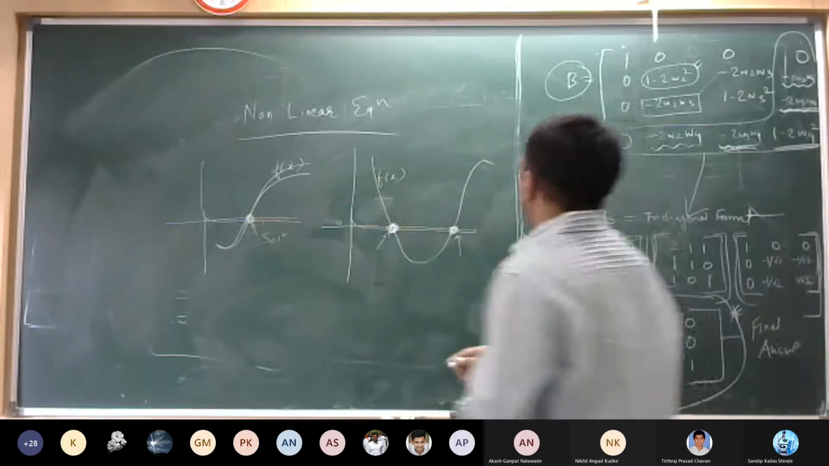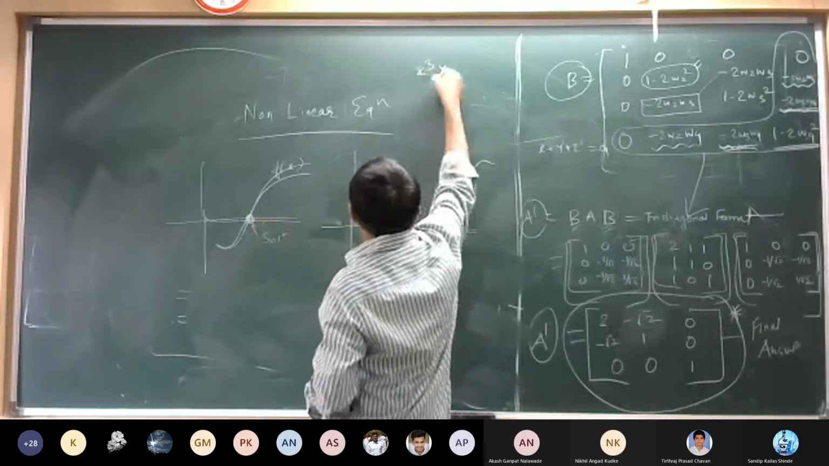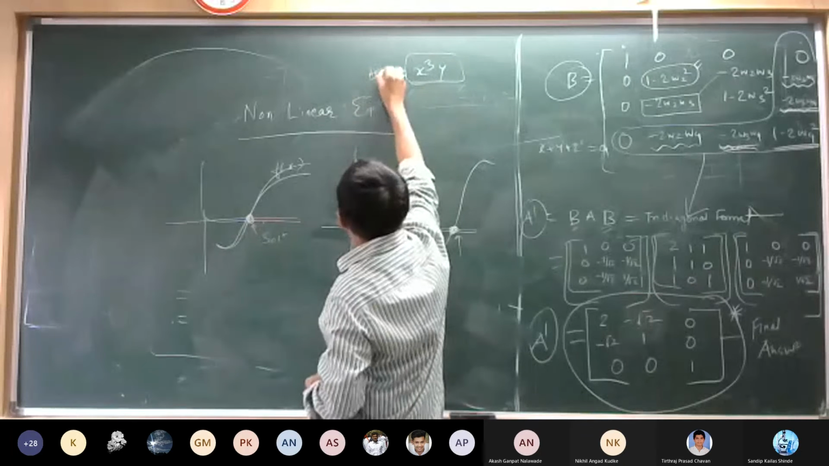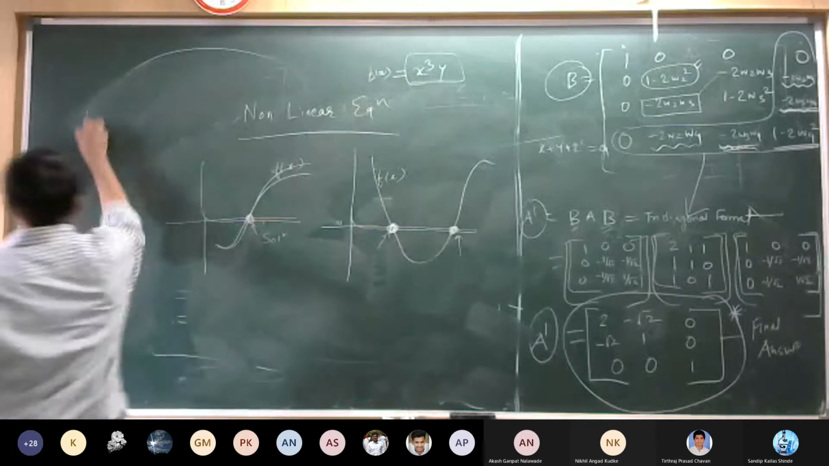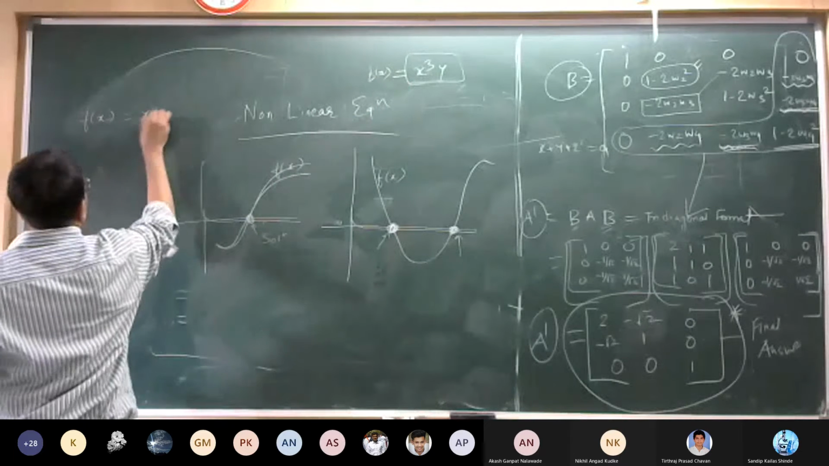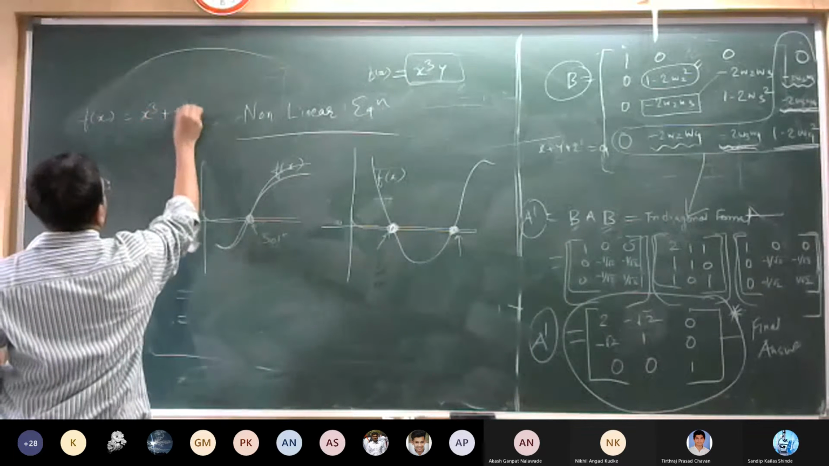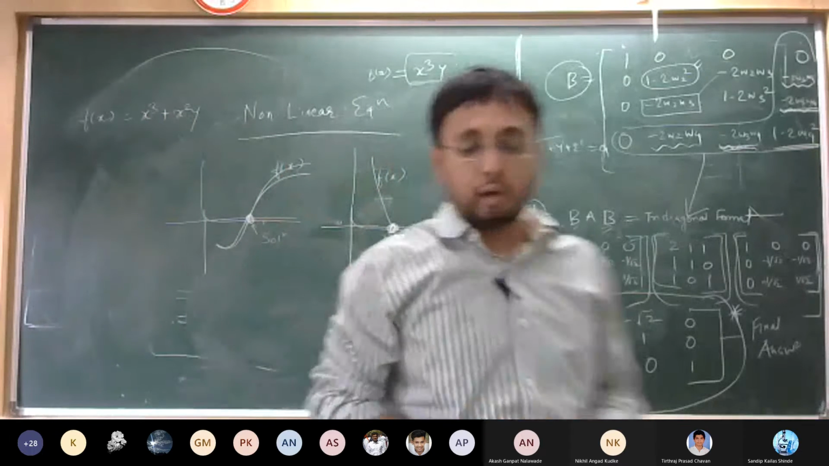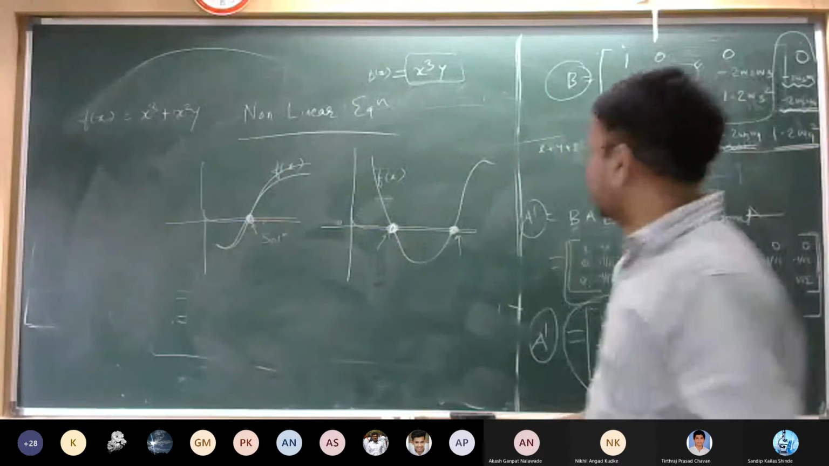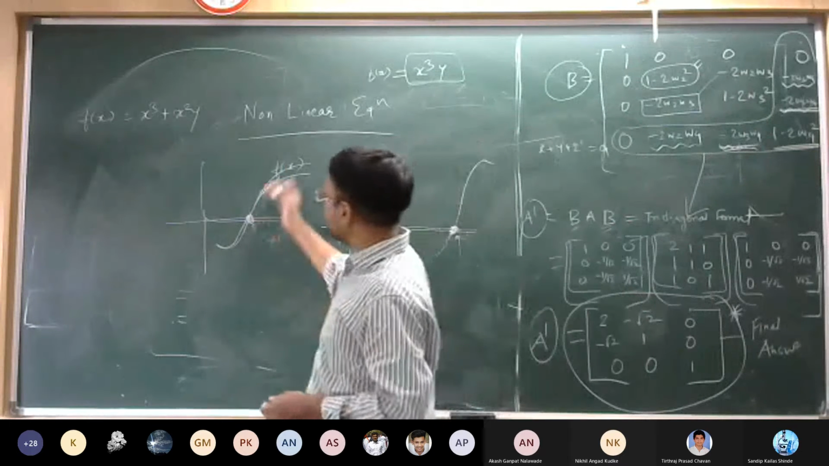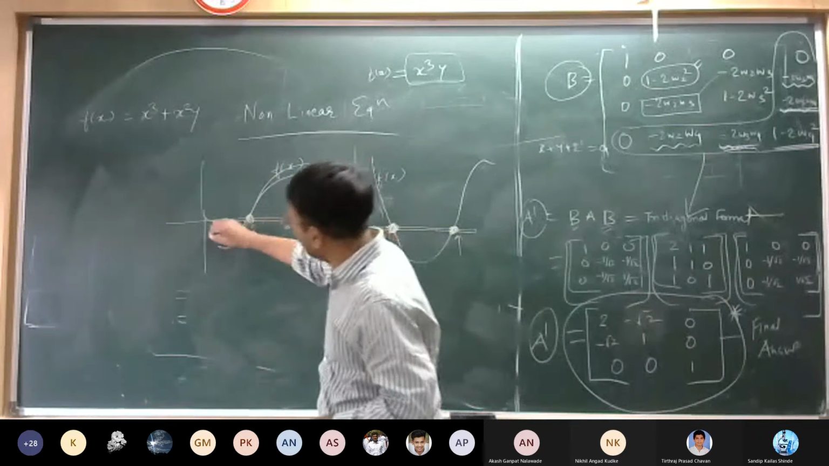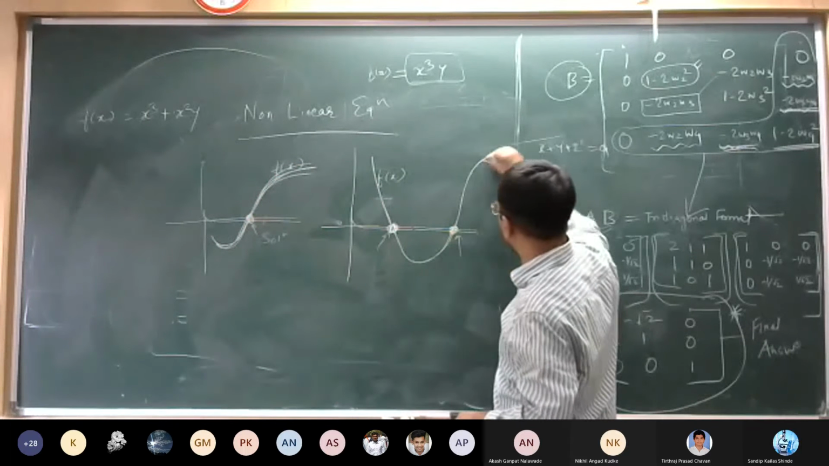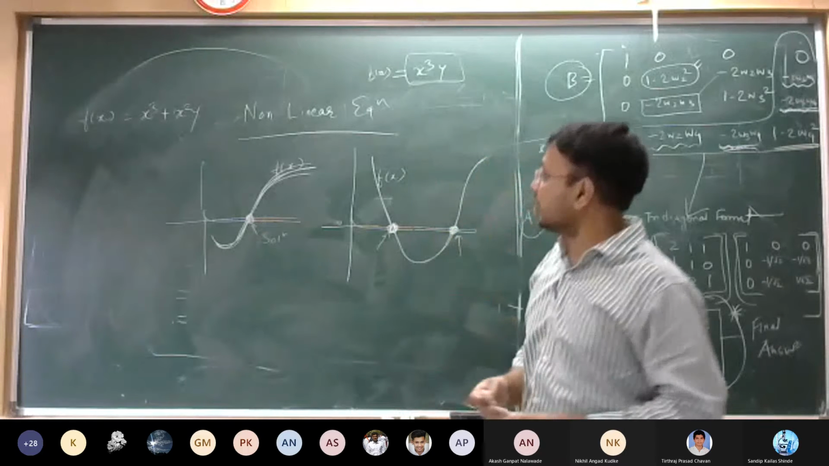So the equation could be like this: x cubed plus y is equal to something. Or f(x) could contain a single variable also, x cube plus x square y. This kind of equation is generally called a non-linear equation, because whenever we represent it graphically, it is not going to give a straight line. It is going to curve something like this way. So there are certain curves, not in a linear format.